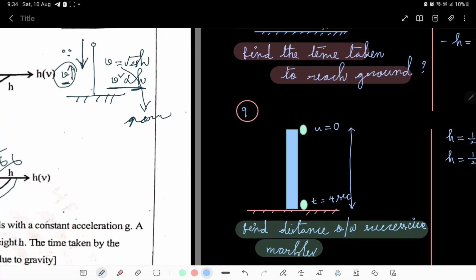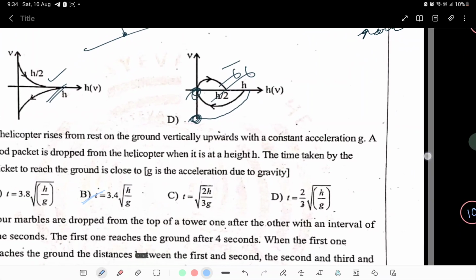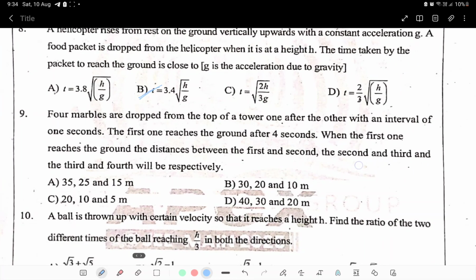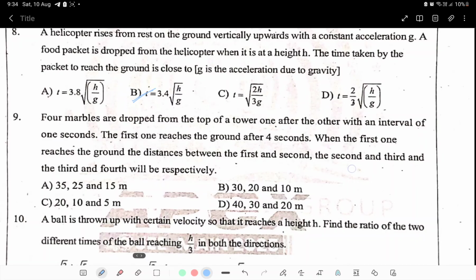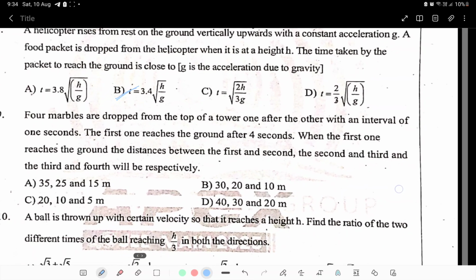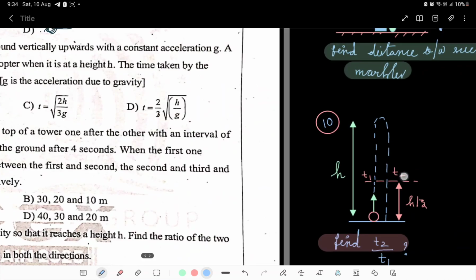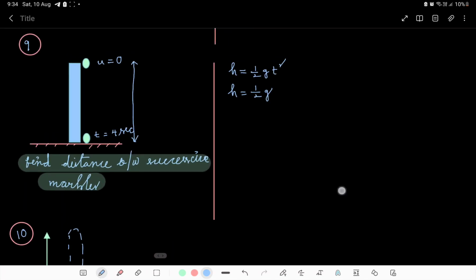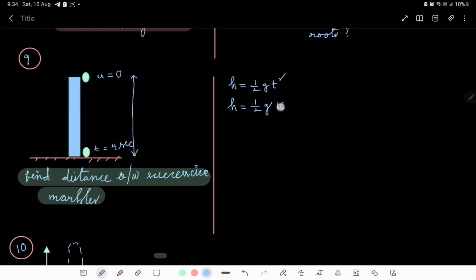What is t? There is no height given. With t = 4 seconds, I will solve it. There will be a 16, so cancel that out, and I have h = 8g. So this total height is equal to 8g, which is 80 meters.